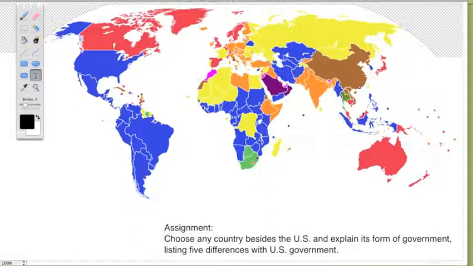Now, how could that be? How could all these different countries all have the same basic form of government, even these Islamic countries with Islamic laws that are a whole lot different from the laws we have in the United States?